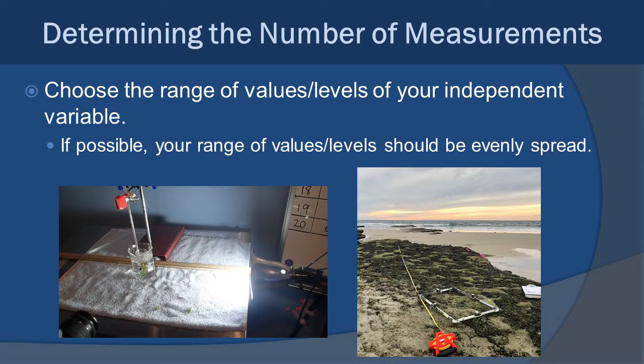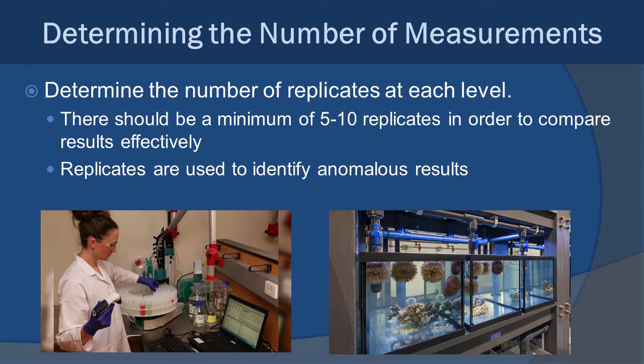Now, in the intertidal zone over on the right, we have a transect line, and we can do distances from the water's edge away from the water and look at those distances as levels of your independent variable. You also need to determine the number of replicates at each level. How many times are you going to do each experiment at each level? There should be a minimum of 5 to 10 replicates in order to compare results effectively. If you do less than 5, you're really not going to be able to make any valid conclusions. So replicates are really important, and they identify anomalous results, which is also a really important thing.